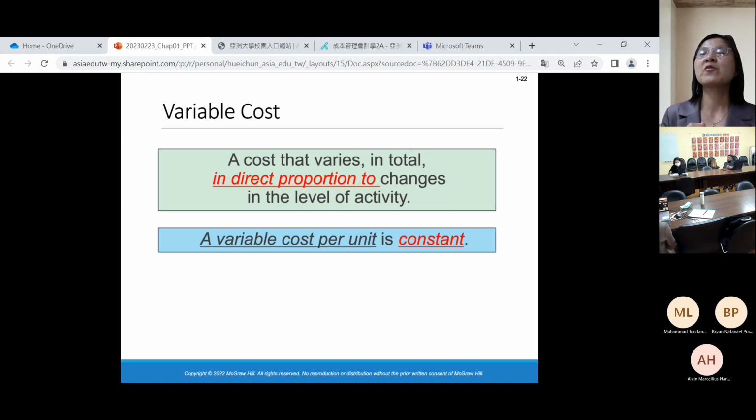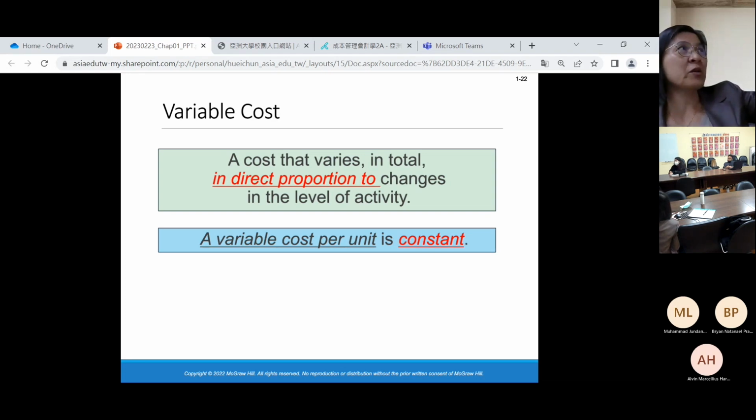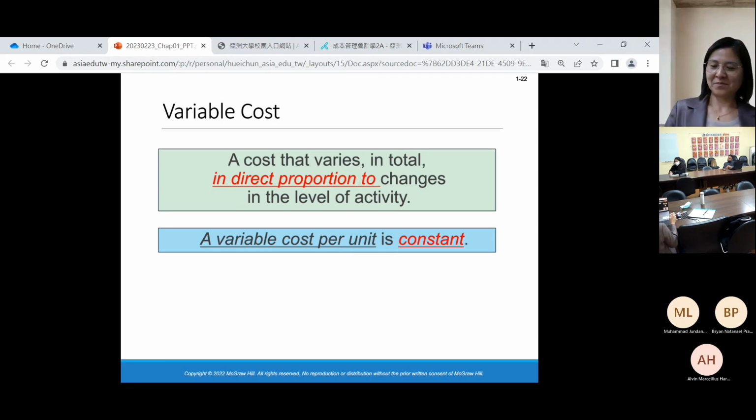It's always the same because for direct labor, you pay $10 per hour, right? So per unit, it's the same. $10 for an hour of direct labor. And if he or she is working for 2 hours, then you have to pay $20. So the total variable costs are changing, but the unit cost is the same. So a variable cost per unit is constant. That's correct. So get it, Jundan? Yes, okay.